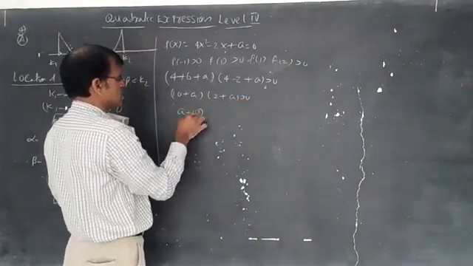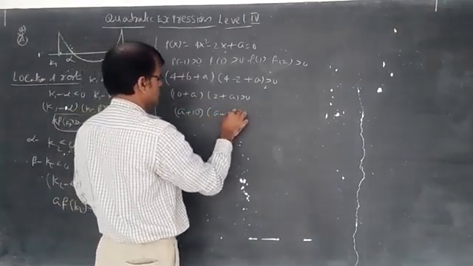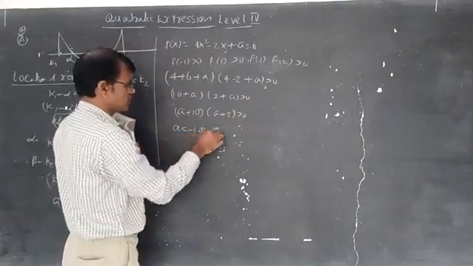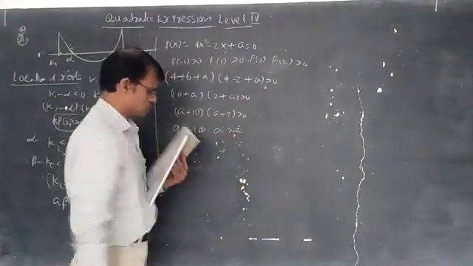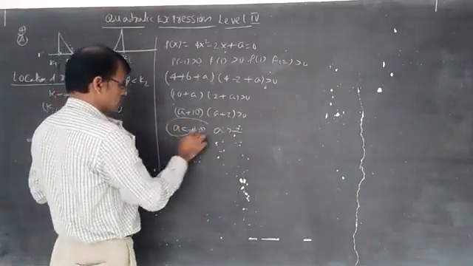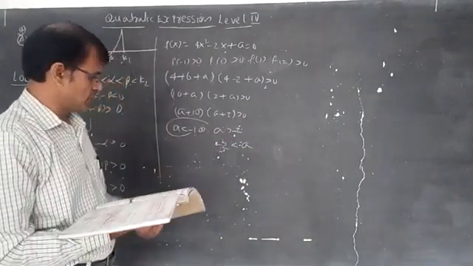a plus 10 into a plus 2 greater than 0. So a less than minus 10 or a greater than minus 2. How many options are there? a greater than minus 2. This is not given, no problem. Like this, this option is there: minus 2 less than a.